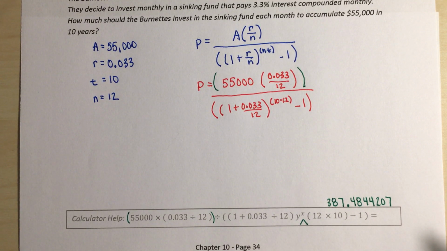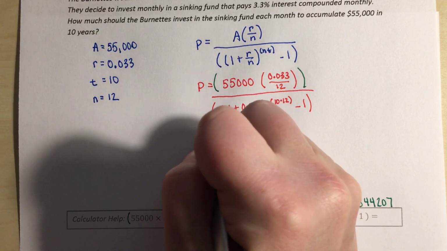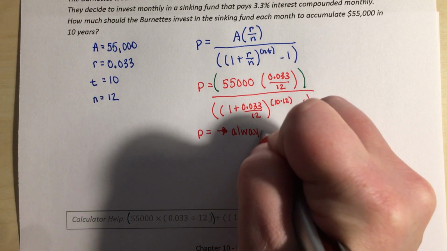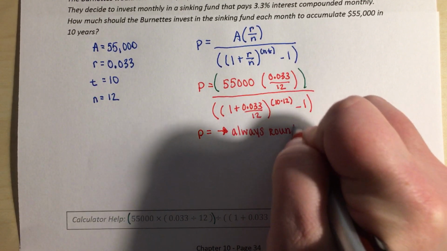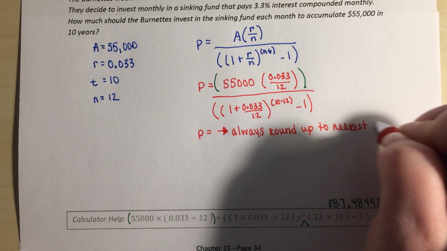All right. Now one note to make. Any other time we're rounding in this chapter, we're always told to round to the nearest penny. So in this case, 387.48. But when we're thinking about our sinking funds, this is the one time that we're always going to round up. So we're going to make a little note here. Always round up to the nearest penny.